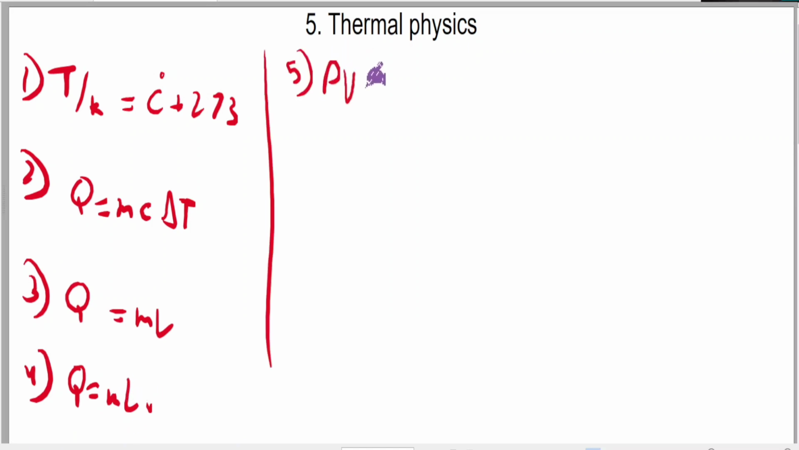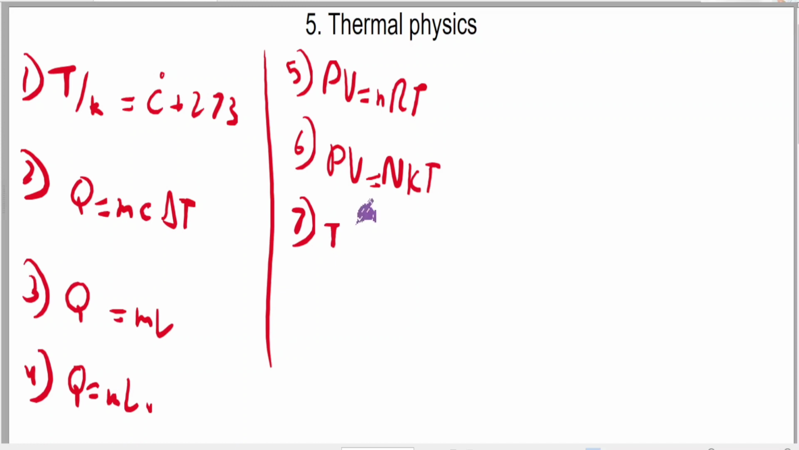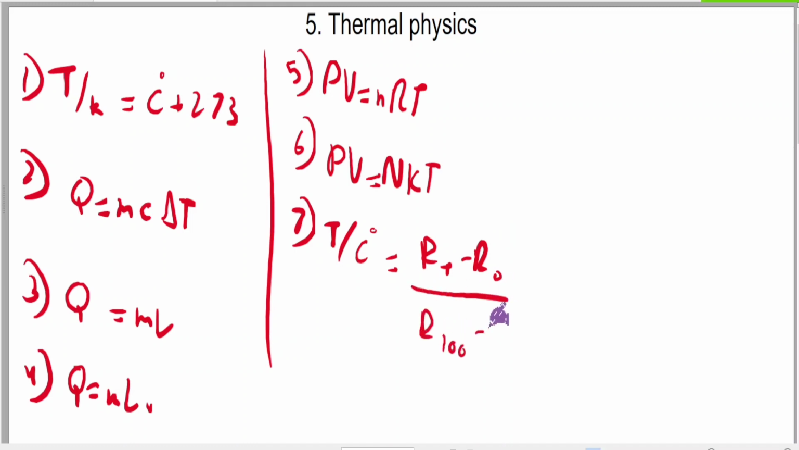Now comes the famous formula P V equals n R T, where P is pressure, V is volume, n is number of moles, R is a constant 8.31, T is temperature, and this temperature must be in Kelvin. Now I can replace this n and R and write P V equals N k T, where N is the number of molecules now, and k is a constant. T is still temperature. Temperature in Celsius equals R T minus R 0 over R 100 minus R 0 into 100 degrees.